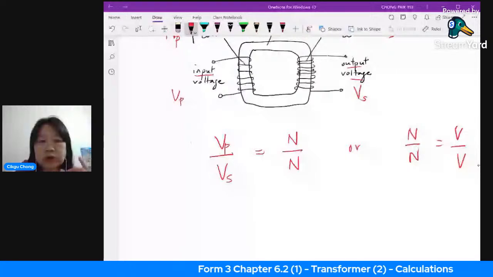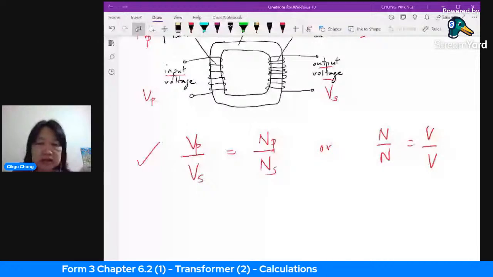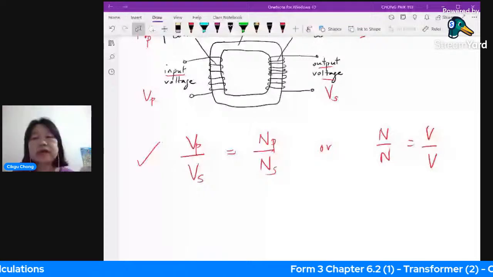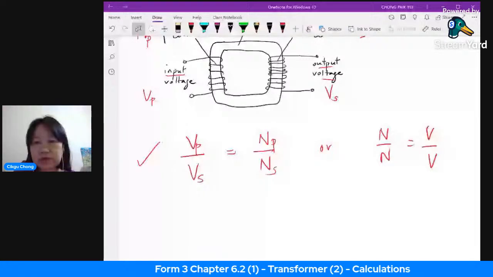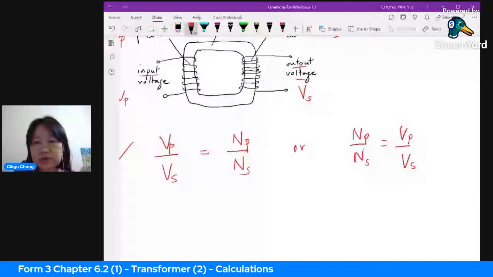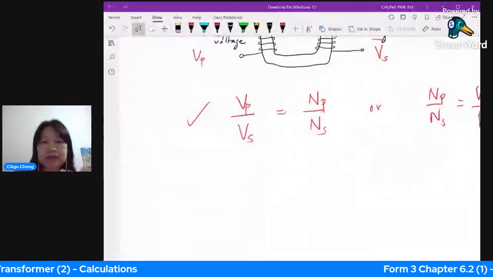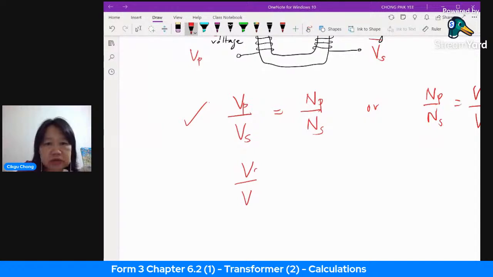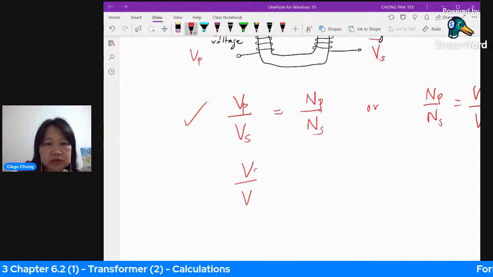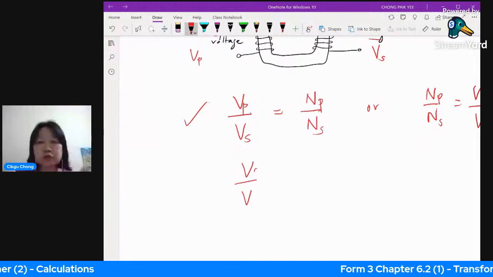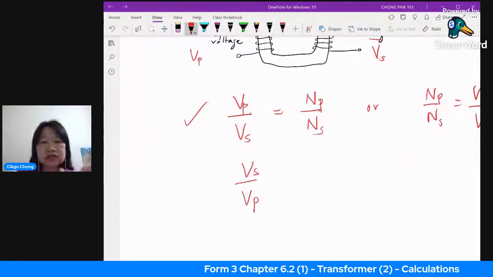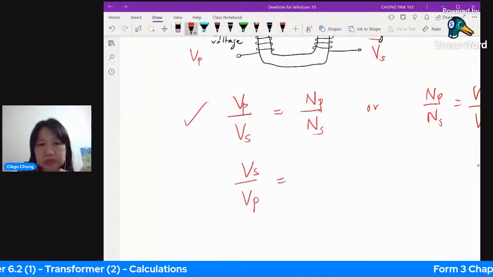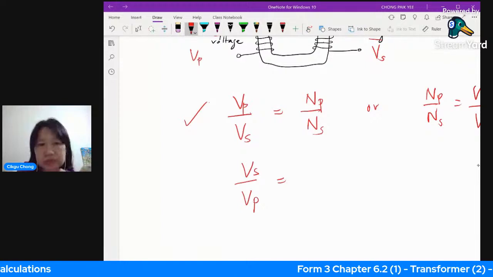Now, what if I flip it to the other side? I put my P on the left side. If my VP is here, then my S is down, and the voltage must follow exactly like this. This is also correct. Or I can choose to put my VS on top. This is the ratio. As long as this ratio is equal to the ratio of the other parameter, it's fine. If you put your VS on top and P at the bottom, then on this side it is also N over N, with S on top and P at the bottom.